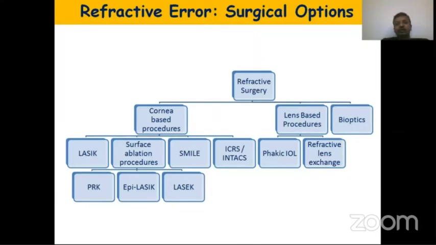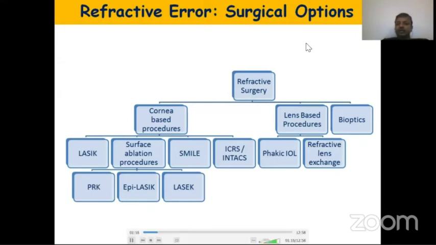It can be broadly classified into cornea-based procedures or lens-based, or combining both cornea and lens, that is called bioptics. In corneal-based procedures, there are many techniques to tackle refractive errors, and a few are LASIK, laser in situ keratomileusis, or we can also go for surface ablative procedures, that is PRK, epi-LASIK, or the most recent and advanced technique to correct myopia is small incision lenticule extraction, or even you can consider intracorneal ring segments or Intacs.